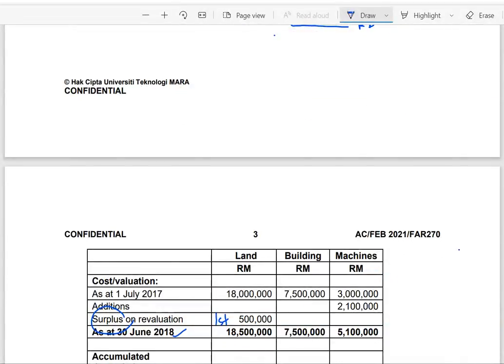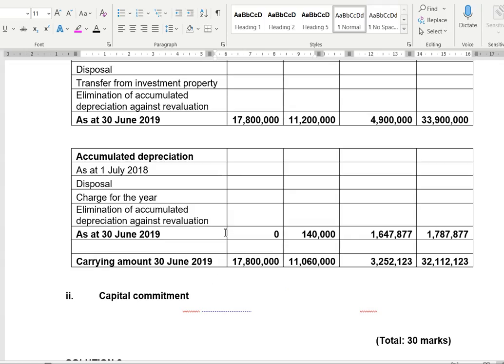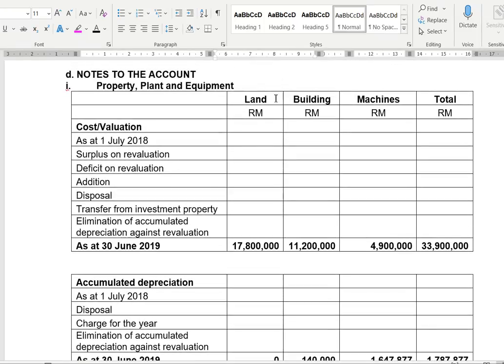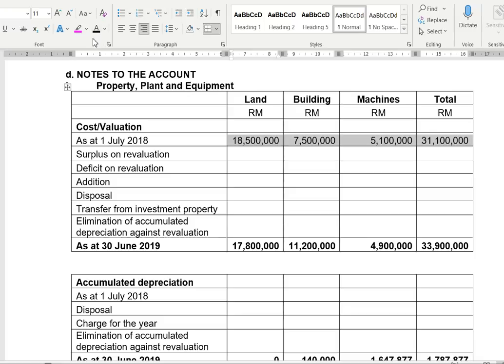No. We're going to prepare our movement of PPE. So you should have 3 columns for the item and 1 column for the total. The first one is the cost figure or the valuation figure. Where do you pick up that? That would be from the previous PPE notes. So that you just take the same item.